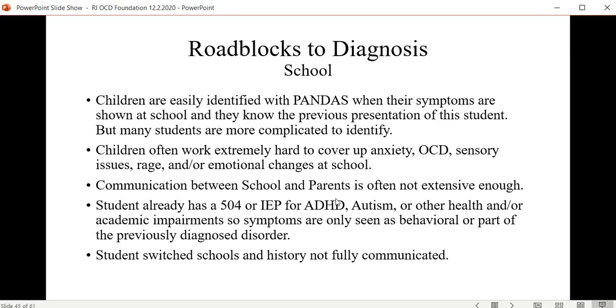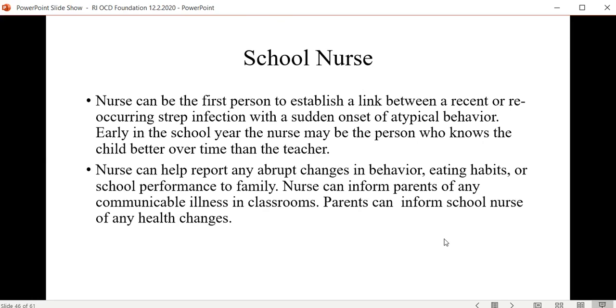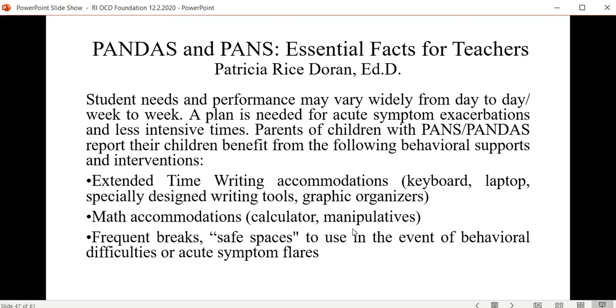Communication can be a problem. If they already have an identified problem, everybody just looks to those problems and says, well, that's what it is. It's just a new version or a new diagnosis. And if you switch schools, or they go from middle school to high school or grade school to middle school, nobody in that school knows them. The history may not be communicated, and therefore nobody recognizes that this is a different child than was previously being taught. The school nurse can often know that link, and there's a help in identifying it.